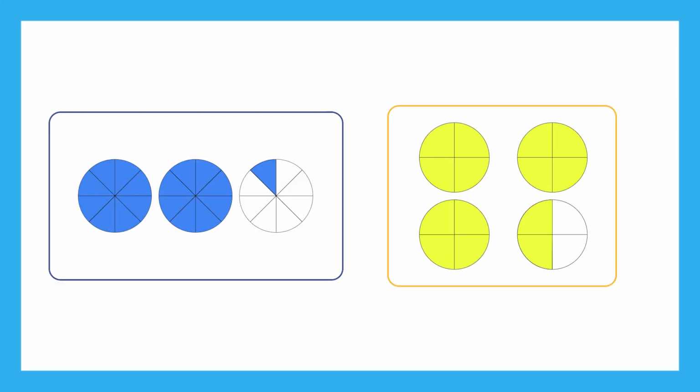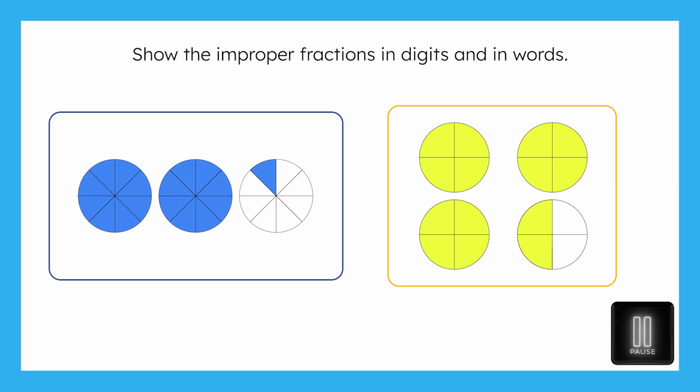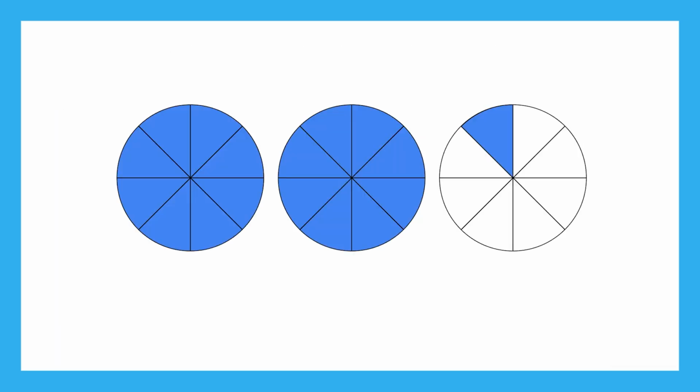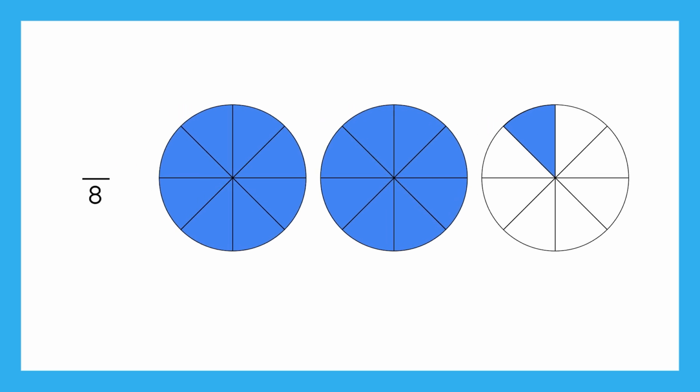Check out these models. How can these amounts be shown as improper fractions? Pause the video here to show the improper fractions in digits and in words. This one has wholes that are split into 8 pieces each, so the denominator will be 8. And there are 8 eighths, 16 eighths, and one more for 17 eighths. And the word form is just the same, 17 eighths. Notice how the word form uses a hyphen between the numerator and the denominator.